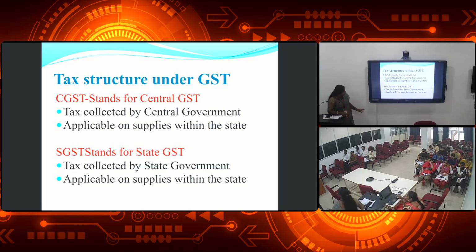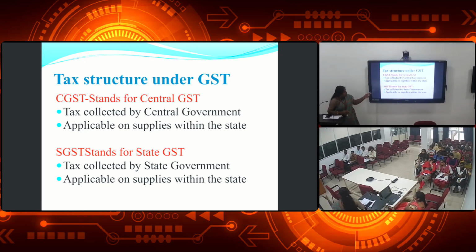Okay, and this is very important. It is called the tax structure which is going to be framed under GST. That is CGST, which stands for Central GST, and SGST stands for State GST. CGST is the tax which is going to be collected by the central government, applicable on the supply within the state. Within the state we supply different kinds of goods and services, and the central government collects this tax.